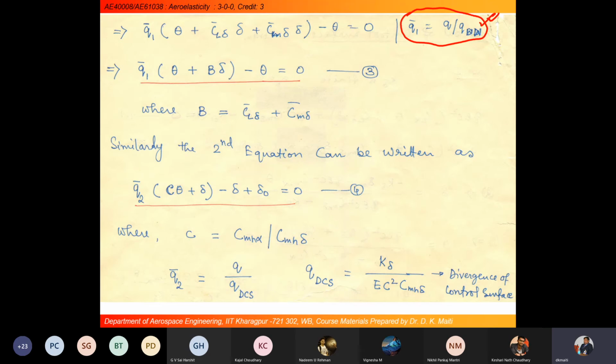Taking this part as common, I am defining that as B: Cl delta bar plus Cm delta bar is equal to capital B. So the first equation will become q1 bar into theta plus B into delta minus 1 times theta equal to 0. That is the first equation. And similarly from the second equation we are defining a certain parameter here. I am defining capital C: Cmh alpha divided by Cmh delta, that I am defining by C.